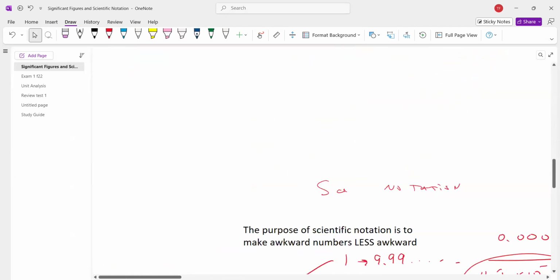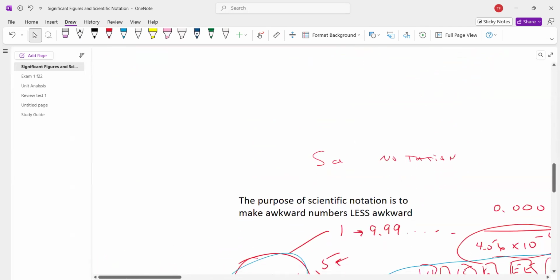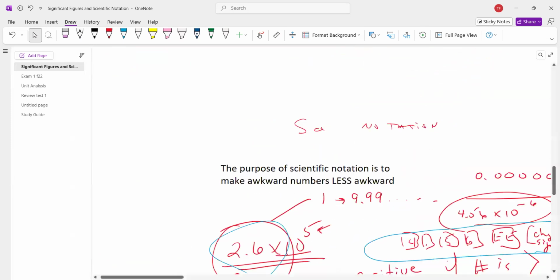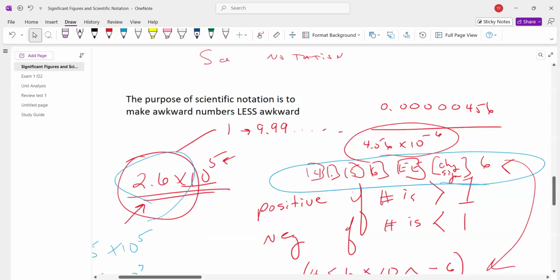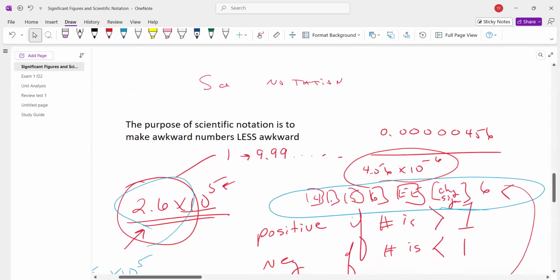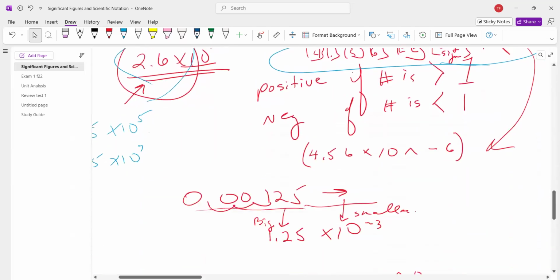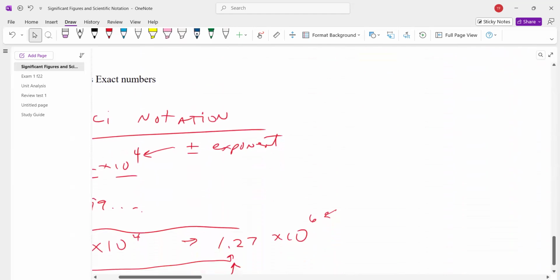Now, one of the things, on your dry lab 1, you're going to be hit hard with sig figs. The other thing is scientific notation. The purpose of scientific notation is to make awkward numbers less awkward. In this class, we're going to be working with some huge numbers and some really tiny numbers. Let me give you an example of some of the numbers.